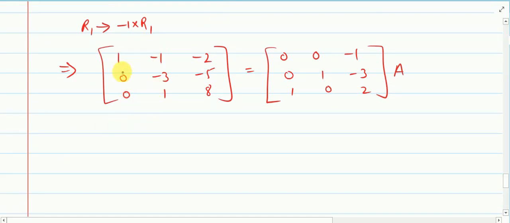So in the first column I got 0, 0. I need to make 0 here. So I can use the third row and that will help me, because if I simply add the third row to the first, this will become 0.